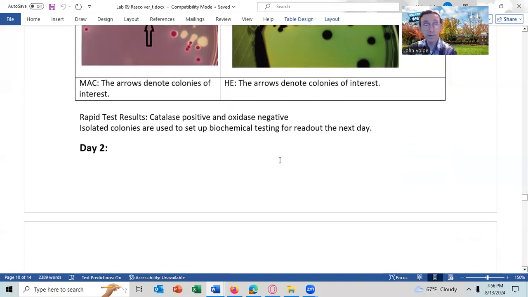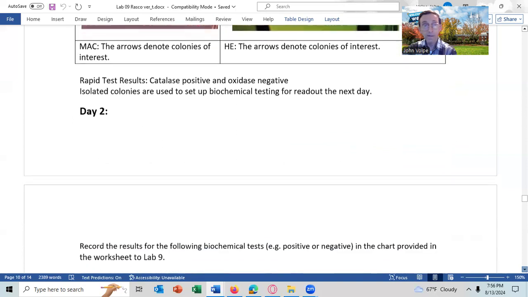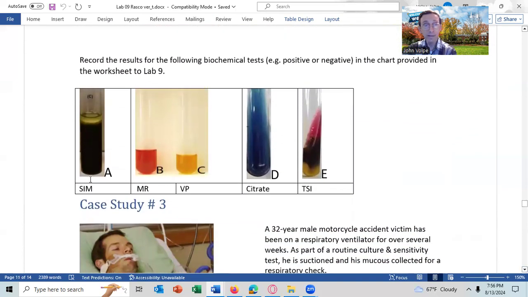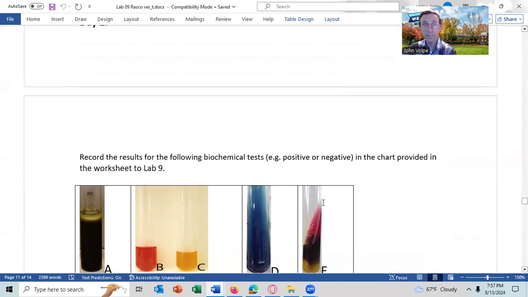The rapid test was done. The bacteria was catalase positive and oxidase negative. Some other tests were run. There we have the SIM test, the MR test, the VP test, the citrate test here, and then the TSI test here. So what species is causing Mikey's infection?